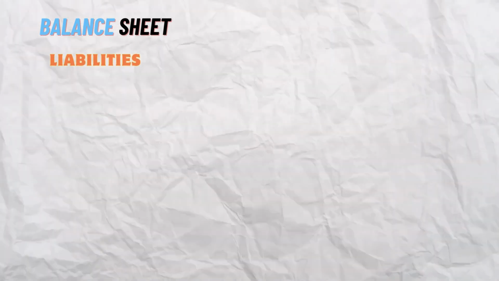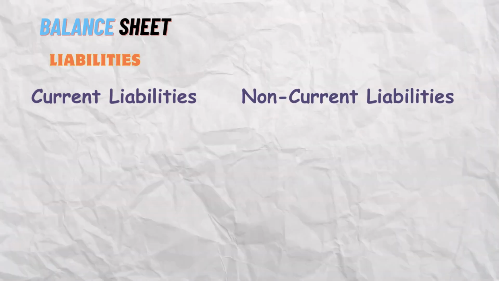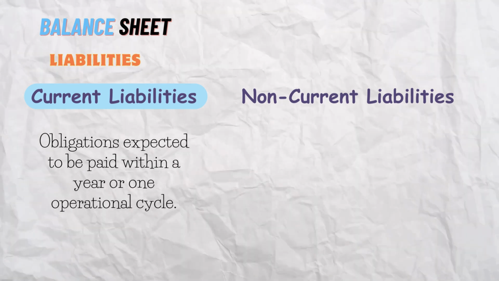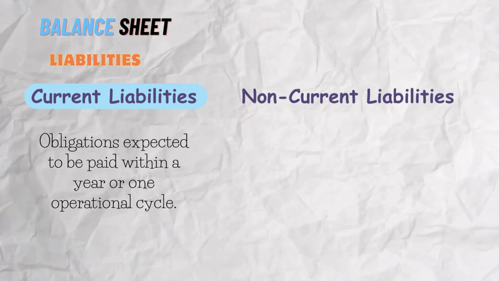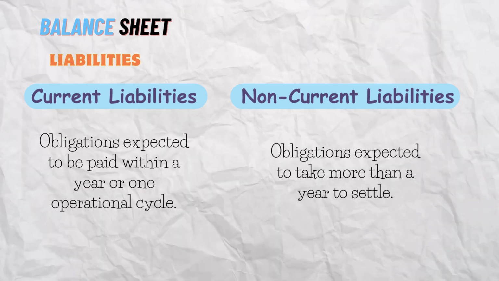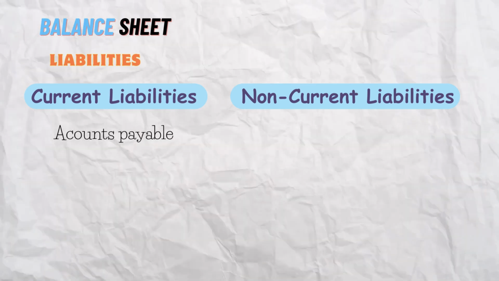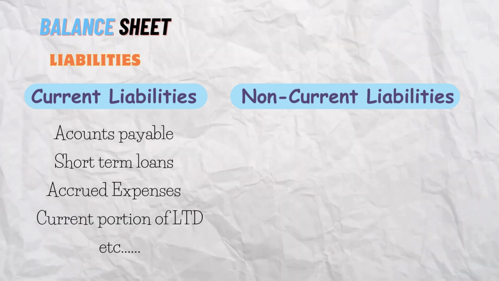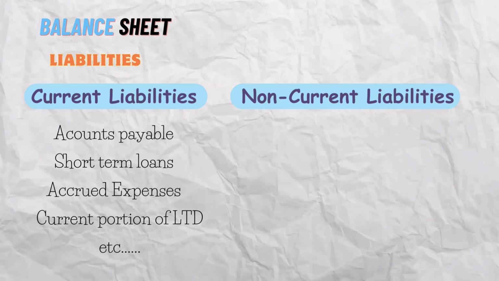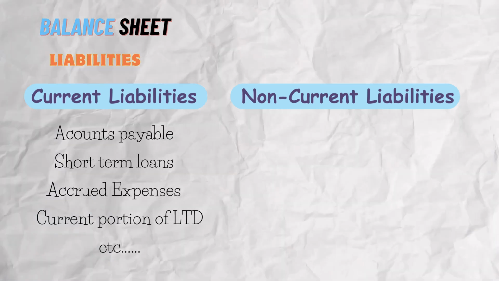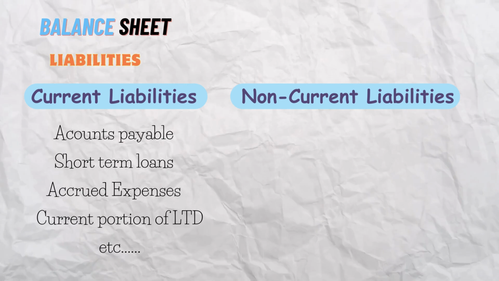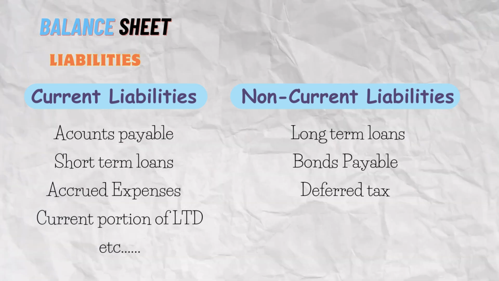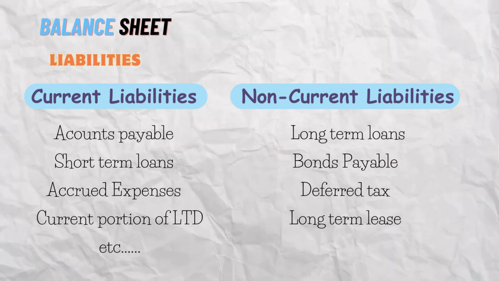Liabilities, just like assets, are of two types: current and non-current. Current liabilities being obligations that are expected to be settled within 1 year or within one operational cycle, whichever is longer. And non-current, on the other hand, are obligations that are going to take more than a year to settle. Accounts payable, short-term loans, accrued expenses, current portion of long-term debt, unearned revenue or deferred revenue, income taxes payable, dividends payable, and customer deposits are some examples. And some examples of non-current liabilities include long-term loans, bonds payable, deferred tax liabilities, long-term lease obligations, pension liabilities.